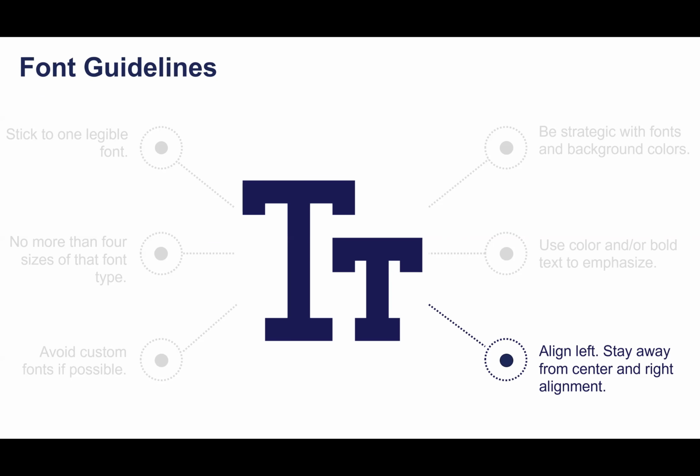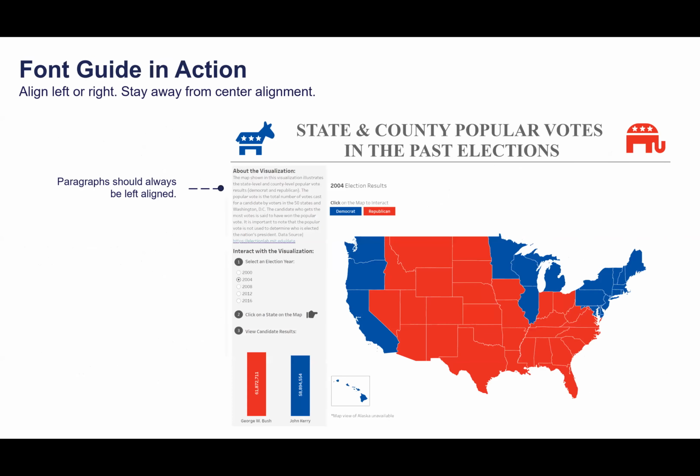That's the only time you typically want to align in the center. So in this example that we've created, we have a paragraph that speaks about the visualization itself. We made sure that we aligned it left because it's a paragraph, and you want your users to have a beginning point of that paragraph that their eyes can just point to. And it's just easier for them to consume this paragraph.